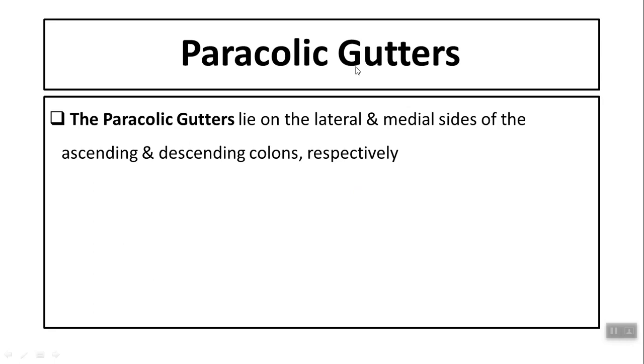The paracolic gutters in this region lie on the lateral and medial sides of the ascending and descending colon. It means on both sides of the colon. Paracolic gutters means, I think, a slope. The paracolic gutters lie on the lateral and medial side of the ascending and descending colon respectively.